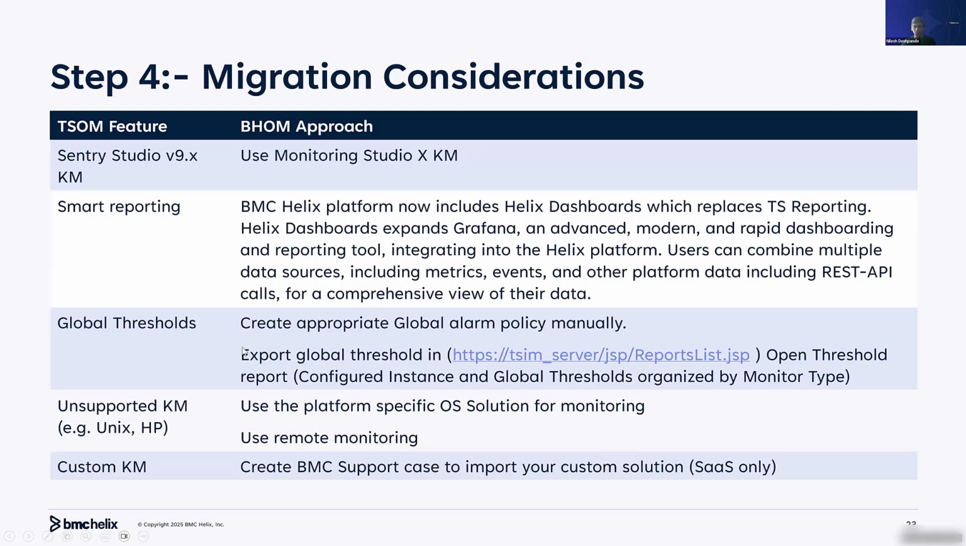For the global thresholds, there is no out-of-the-box migration. So you need to get the global thresholds from the custom URL using the JSP report list.jsp, fetch them from the TSOM server individually, put them in a flat file, and maybe put that into Excel later, and then define the thresholds in BMC Helix in its alarm policy.